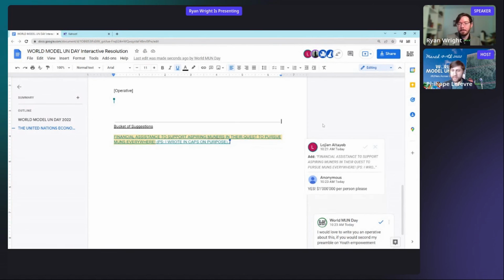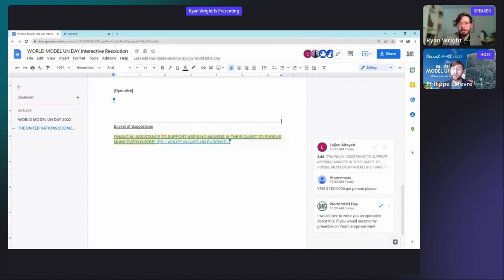Very good question from the chat here. How many operatives and clauses are they allowed to second? Is it just as many when it comes to seconding? They may second as many as they like.